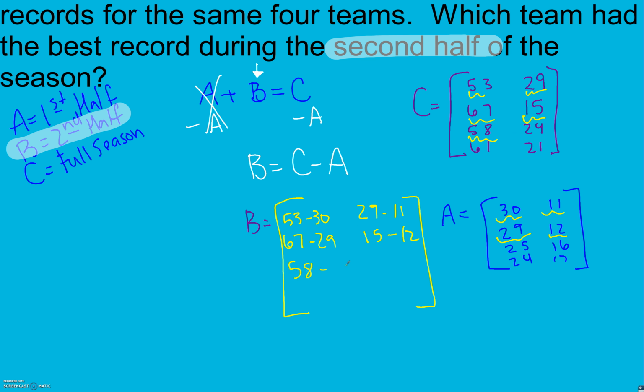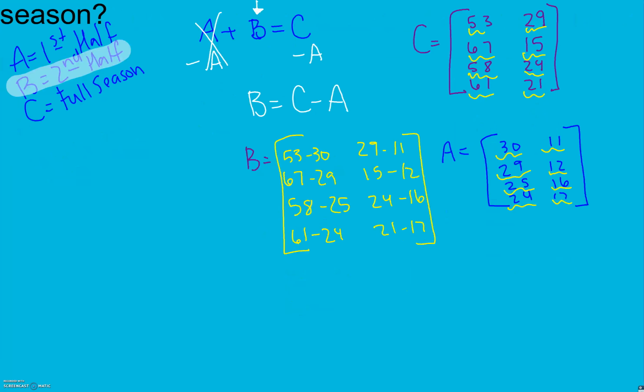C minus A, again, and I want to pick corresponding elements, C first minus A. Now I can simplify here. 23 and 18, 38 and 3, 33 and 8, and 37 and 4.